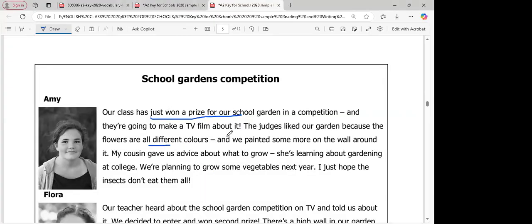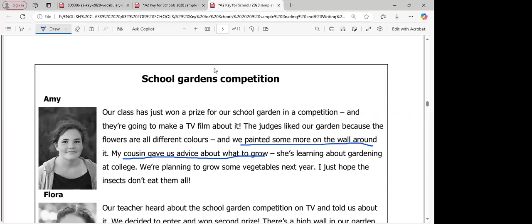Because we have only read the first description so far. There are two more to read. But still, we painted some more on the wall around it, so unnecessary details I will just cut so that it will make sense. We painted some more, in the sense flowers, different flowers on the wall around it. My cousin gave us advice about what to grow. That also makes sense. My cousin gave us advice, so it's a family member.